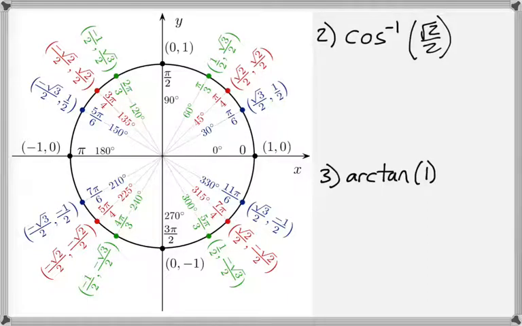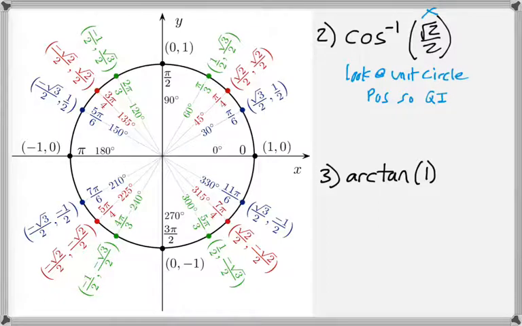Number 2 wants us to find the inverse cosine of square root of 2 over 2. Now cosine, that is talking about the x value. So I want to look at the unit circle. And because this is a positive square root of 2 over 2, I want to look in quadrant 1.